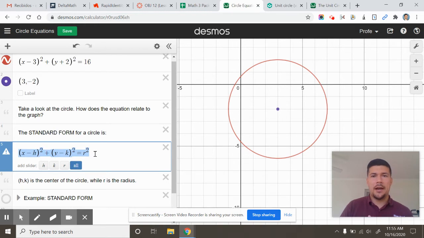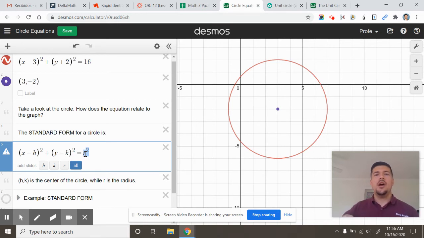So here's the actual standard form, the format for it. (x - h)² + (y - k)² = r². So (h, k) represents the center. Whatever h is will be your x coordinate. Whatever k is will be your y coordinate for the center. Now, the last thing to understand is r squared. r represents, guess what? The radius.